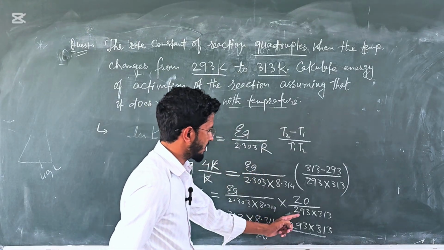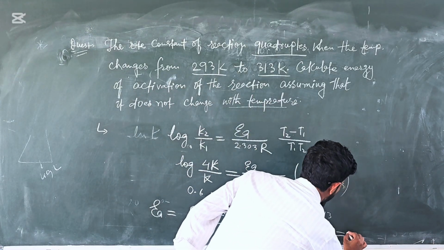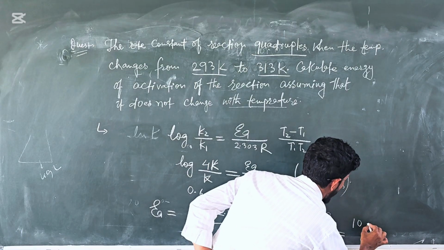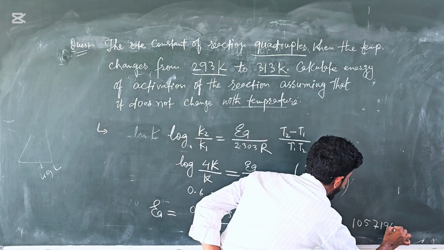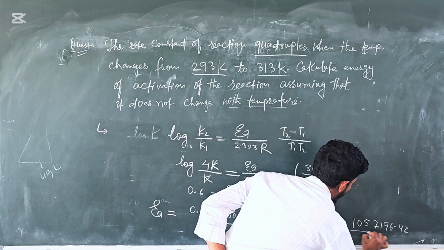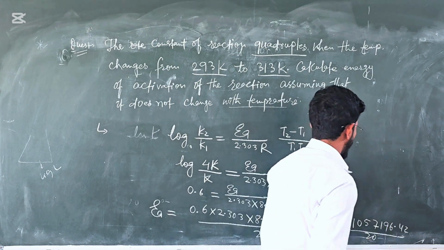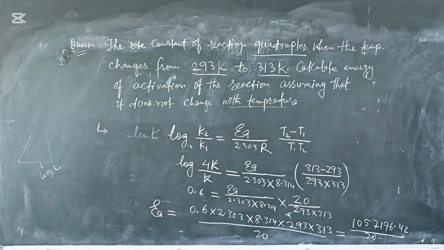Okay. By multiplying this, we get the value, that is 1057,196.42 upon 20. The value will be 52.85 kilojoule per mole. This will be the answer.